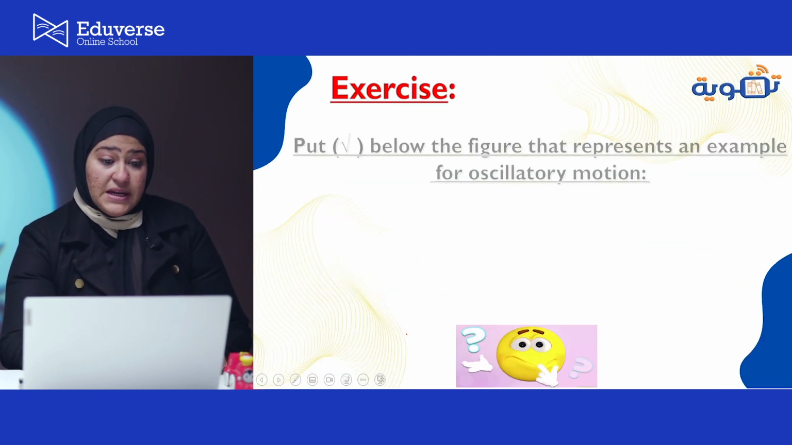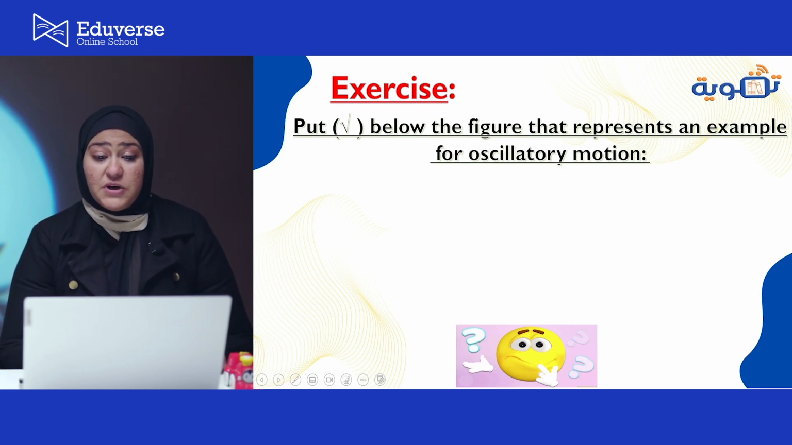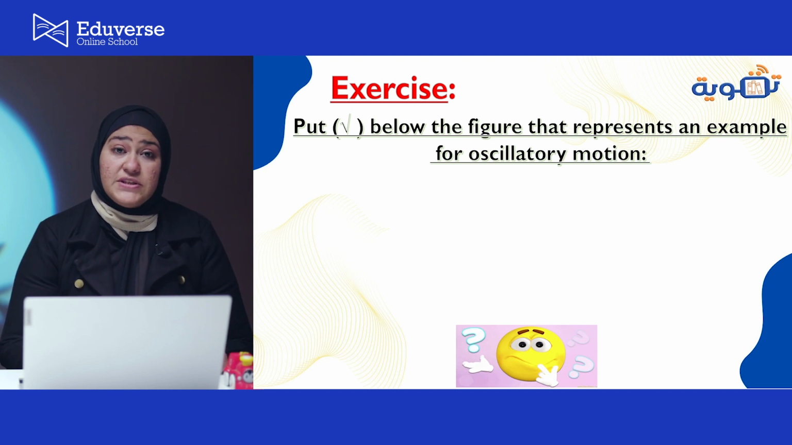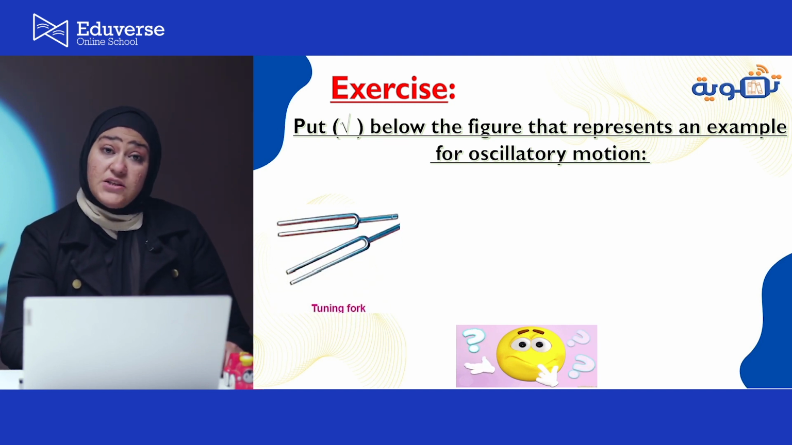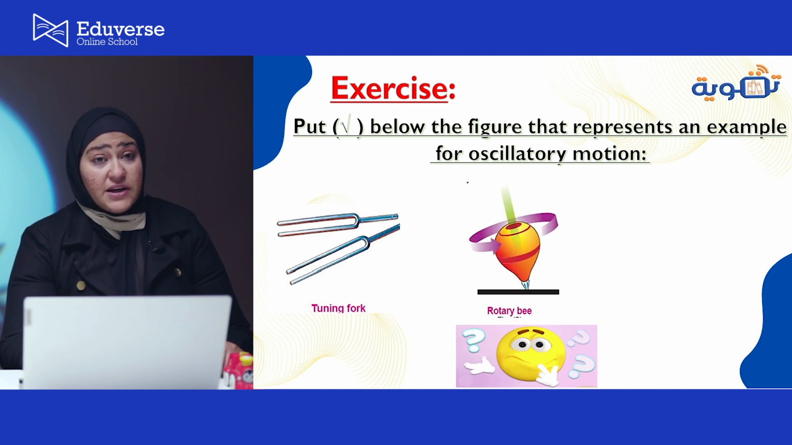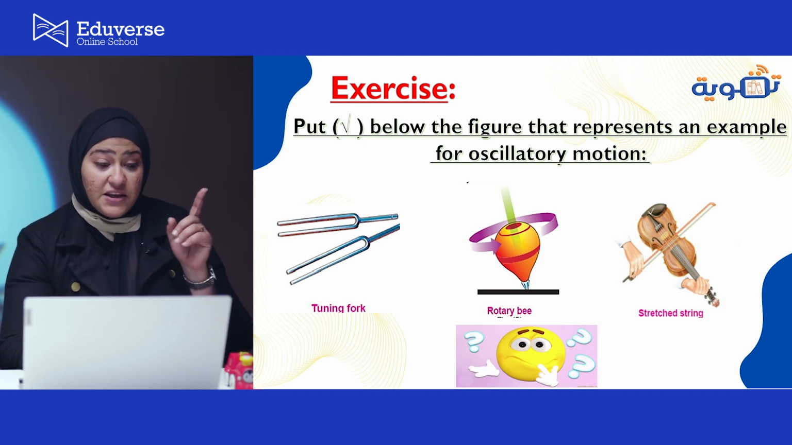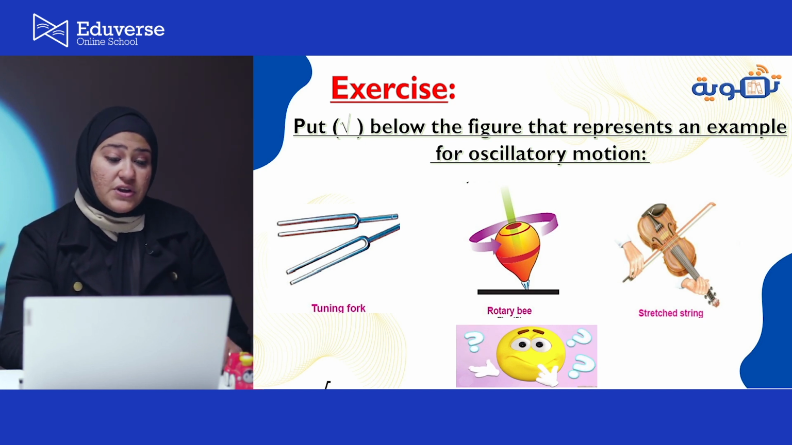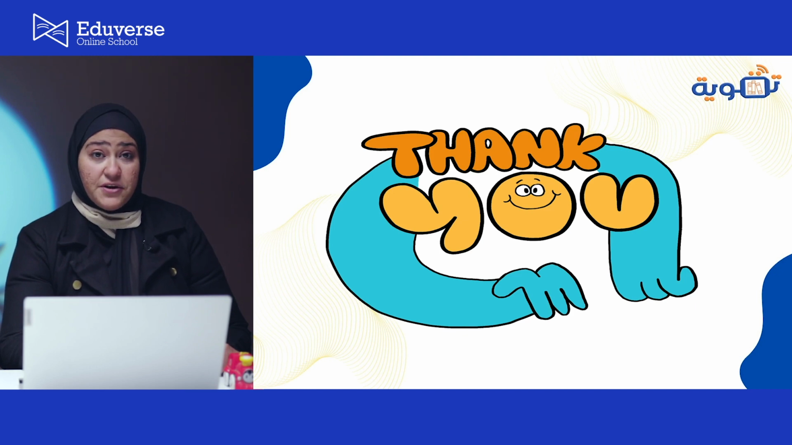Okay, let's see this exercise. Put a right mark below the figure that represents an example of oscillatory motion. Let's see. The first one is a tuning fork. The second one is a rotary peg. The third one is a stretched string. Can you guess? Yes, super. Tuning fork is oscillatory motion and stretched string.